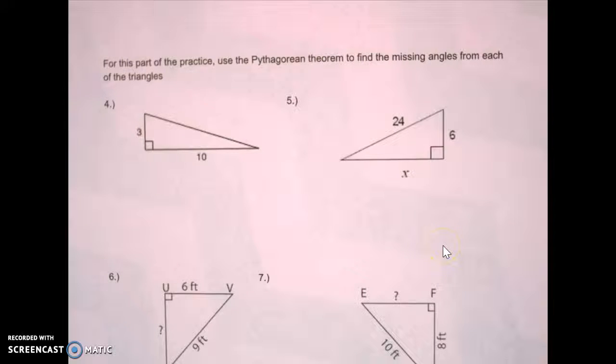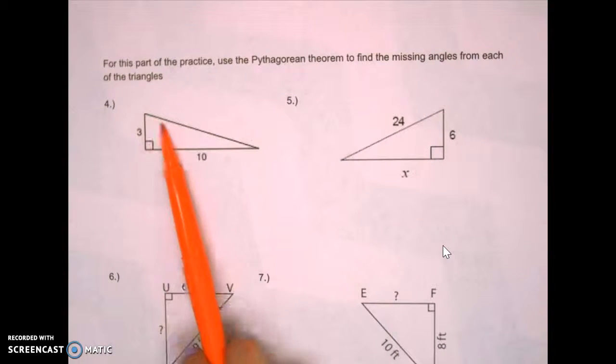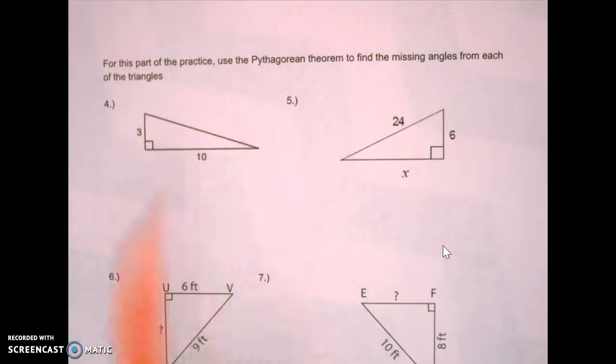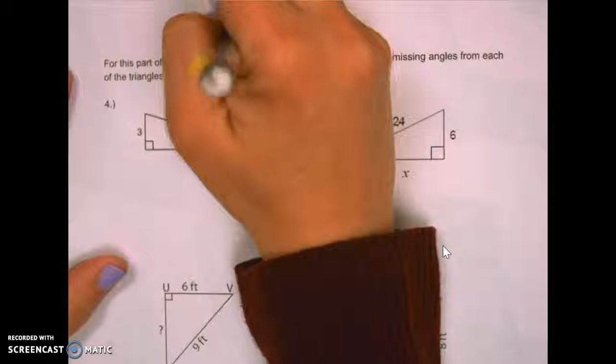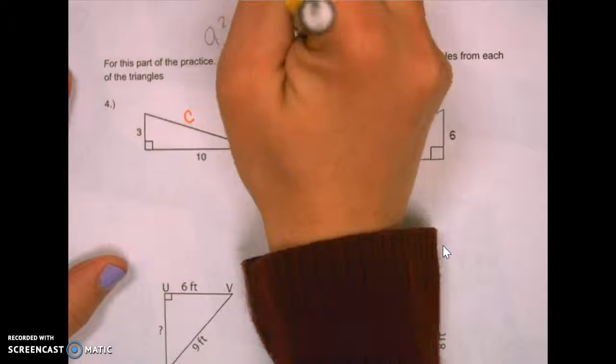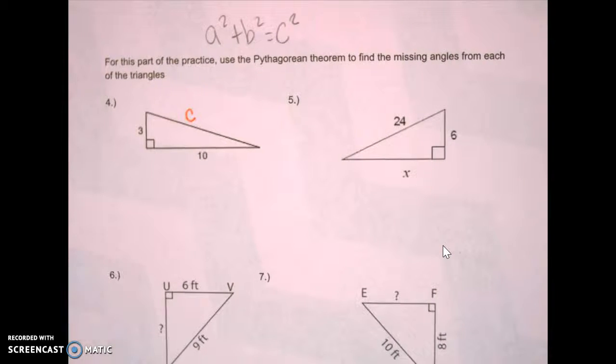Alright, so for the next page it says, for this part of the practice, use the Pythagorean Theorem to find the missing sides from each of the triangles. Sometimes you might have to find C, A, or B, depending on the triangle. So in this case, I know that I'm missing my long side, my hypotenuse, so that means I am missing C. So that means I'm going to write at the top of my page, A squared plus B squared equals C squared. That way I know what the formula is.